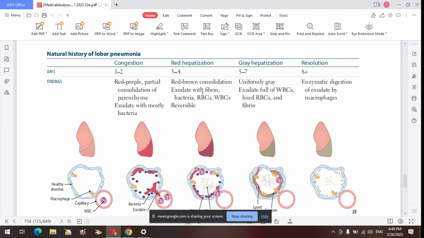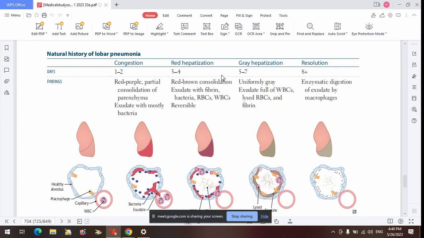Then by the time you move from day 3 and day 4 to day 5 and day 7, you start having degradation of your red blood cells. The red blood cells are the particular component of this exudate that imparts the color to the tissue. So they start appearing gray because the color becomes dull, because of the degradation of the red blood cells as well as the fibrin. At that time you have predominance of your white blood cells because your macrophages are now coming in. Your neutrophils and macrophages are predominant there. They are also degrading and lysing the red blood cells. So the whole lung tissue is appearing gray.